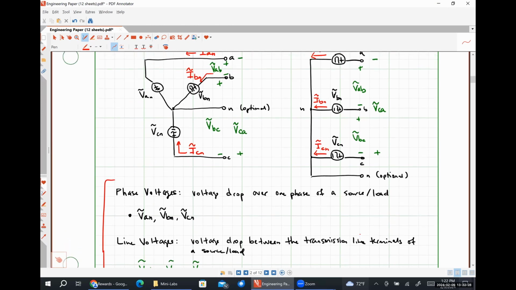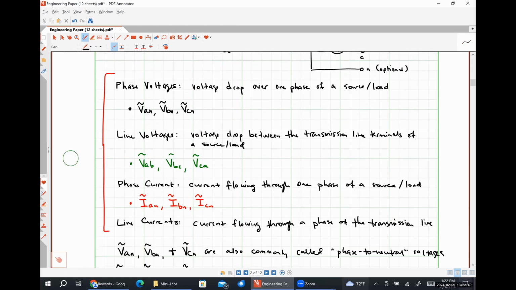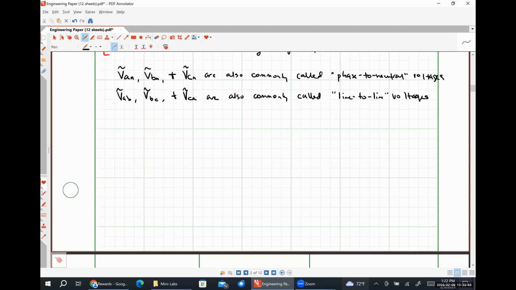Now let's look at a delta connected source so that I can explain why we can't just call a phase current the opposite of a line current.